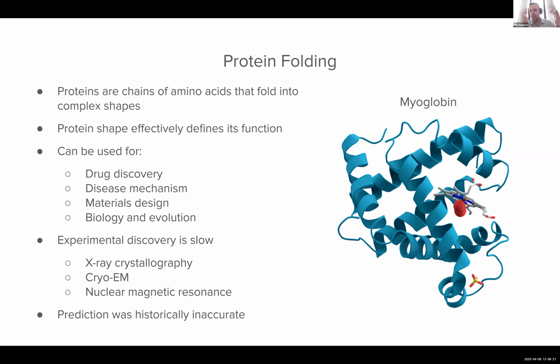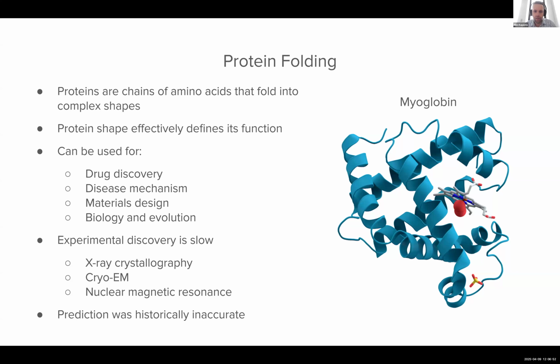Because the function of the protein is defined by its shape, knowing the shape can be used for things like drug discovery, understanding disease mechanisms, even material design, biology and evolution, and all sorts of other application areas. But basically, understanding the shape of a protein, how it folds up, is pretty important. And historically, that's been done through experimental discovery.